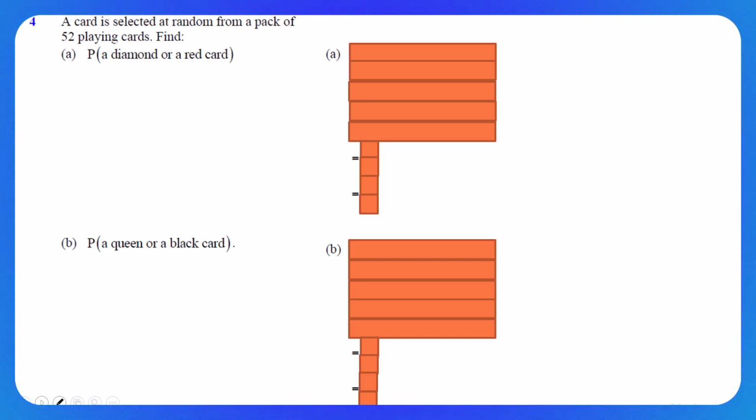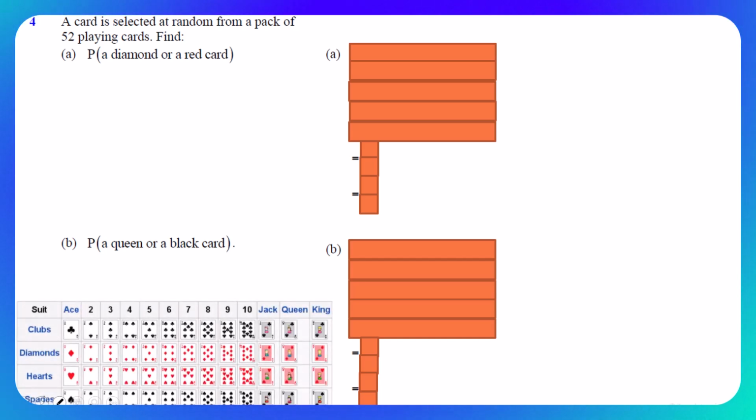Question number 4, we have a card selected at random from a pack of 52 playing cards. So it's the same sample set. I'll put that down below. And then we're going to start with the probability of a diamond or a red card. Okay, so let's count our diamonds first. We have 13 of those. I'm highlighting those 13 cards.